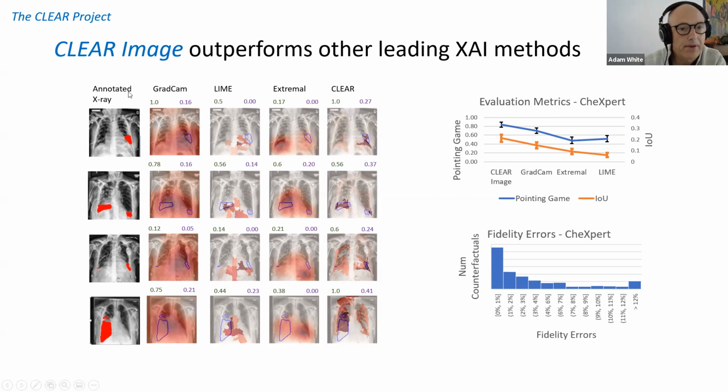And what we're doing here is we're comparing 4 explainable AI methods: GradCam, which is the benchmark for explaining image classification; Lime; Extremal, which is a Facebook method; and Clear Image. And what you can see is that for each of the explainable AI methods, the darker the red, the more importance that XAI method is attributing to that particular part of the X-ray. So if we took, say, Lime here, it's saying the segment of greatest importance is this small bit here.